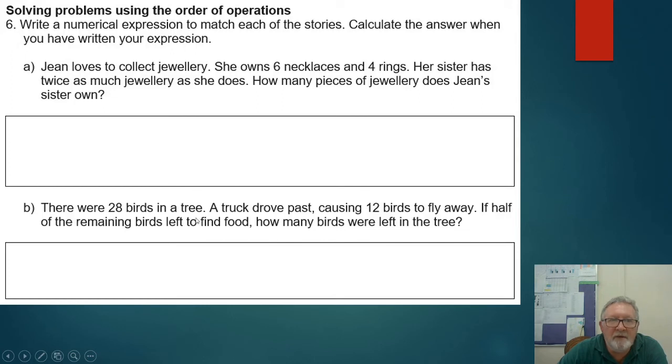Second one, 28 birds in a tree and a truck drove past, causing 12 to fly away. That's almost like one of those stories you had in grade 1 or 2, where they talk about animals flying away or birds flying away. If half of the remaining birds left to find food, how many birds were left in the tree? All right, so you had something happen first and then something happened second. That should give you a clue as to how to order it. All right, pause the video and have a go at this exercise. Do that now.